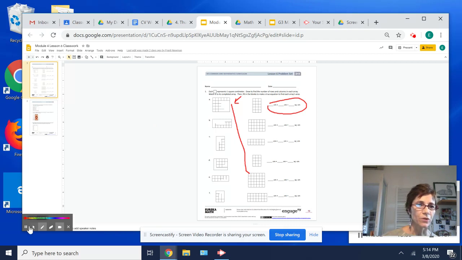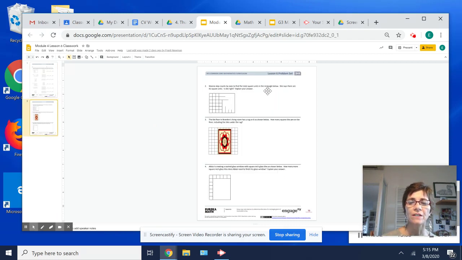Okay, so on the next worksheet, it's similar. This is what you're going to do if you want to. You can work on this slide or you can print it out. So you have to complete the tiles. This is a little bit trickier, but you see that down below, you can see how many tiles there are. And it says, Sheena skip counts by sixes to find the total square units in the rectangle below. She says there are 42 square units. Is she right? Explain your answer.